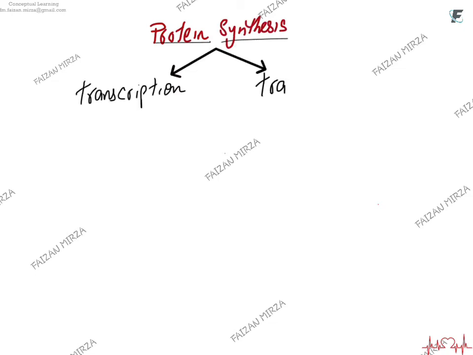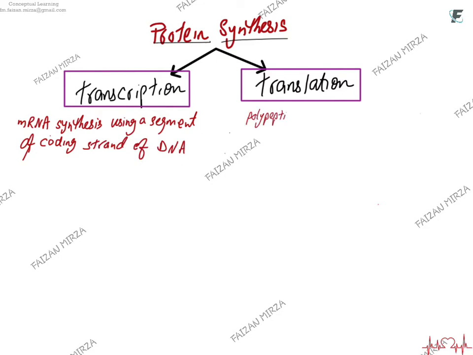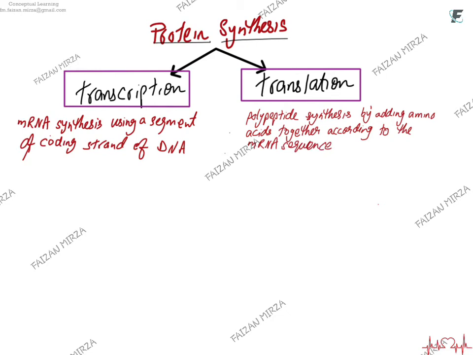Now, taking this discussion to protein synthesis, it basically comprises two main steps, transcription and translation. Transcription is the synthesis of mRNA using a segment of the coding strand of DNA, and when this is done, it means that the mRNA transcript is ready. The transcript of mRNA goes to the ribosome where polypeptide synthesis occurs, and amino acids are incorporated into a polypeptide chain. The process is called translation.